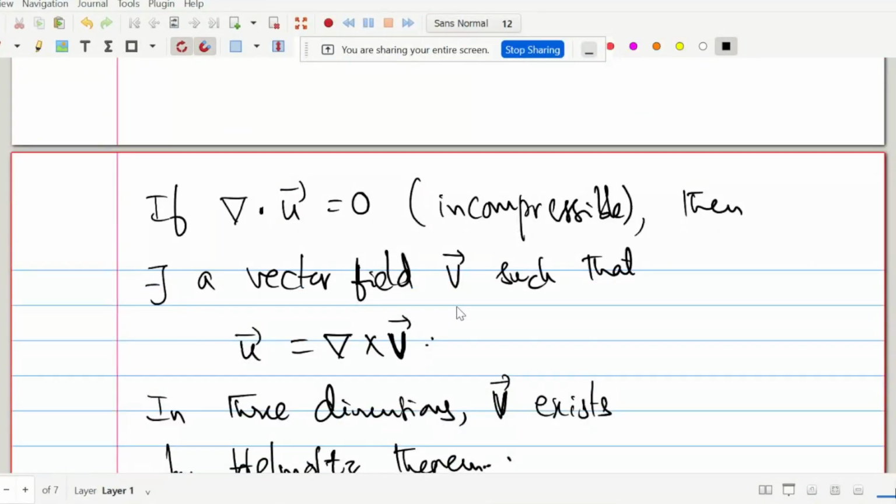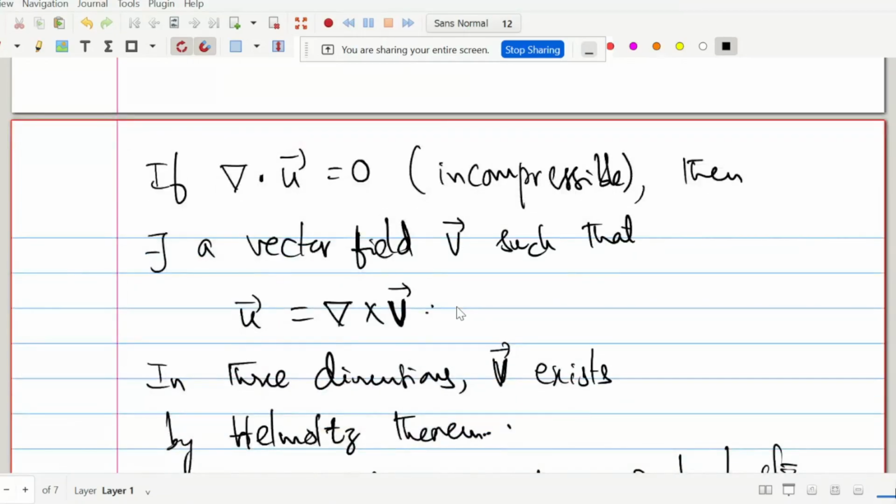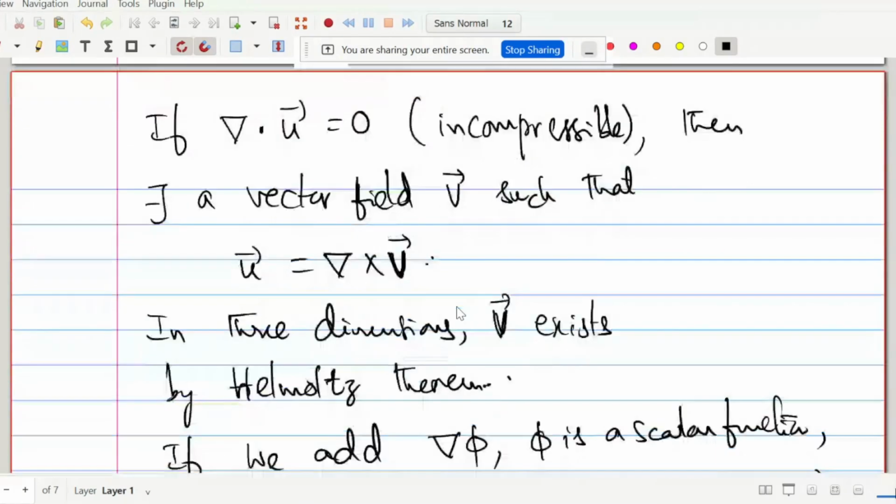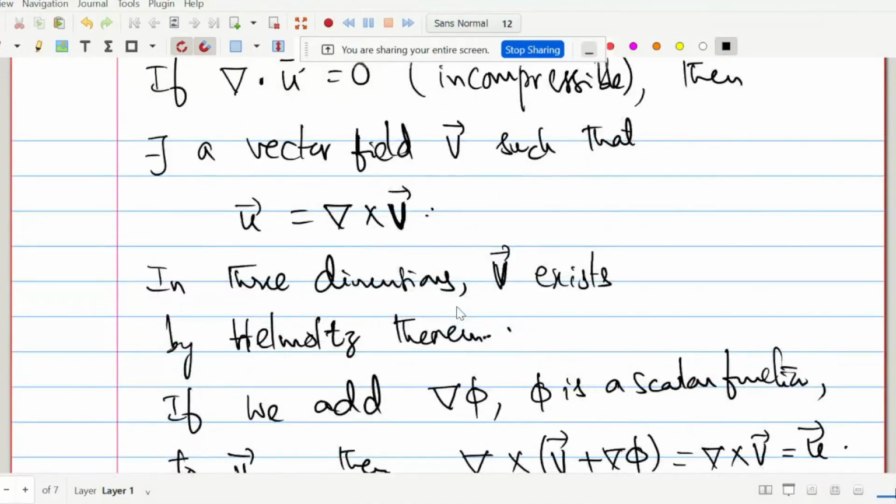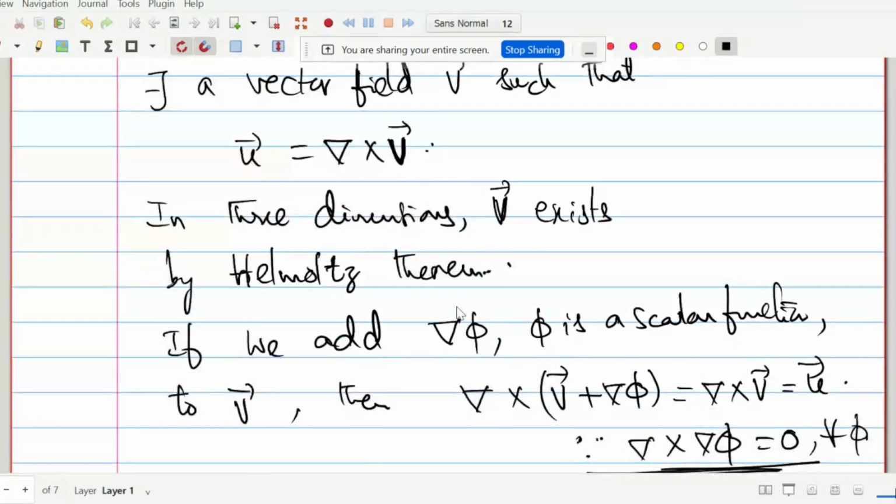We just started with this del dot u for the incompressible fluid we considered. Because del cross u equal to 0 implies there exists a velocity potential, a scalar function, such that u is grad phi. In the incompressible case, there is a vector potential, if you want to call it, v bar, such that the curl of that vector field is given as your u. In 3 dimensions, this v exists by the Helmholtz theorem. So some v exists. How do we know that this exists?